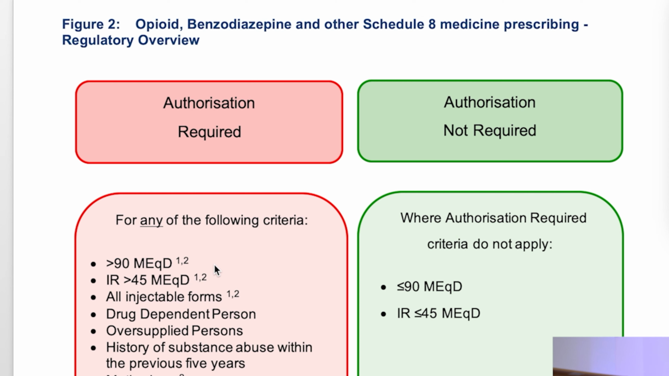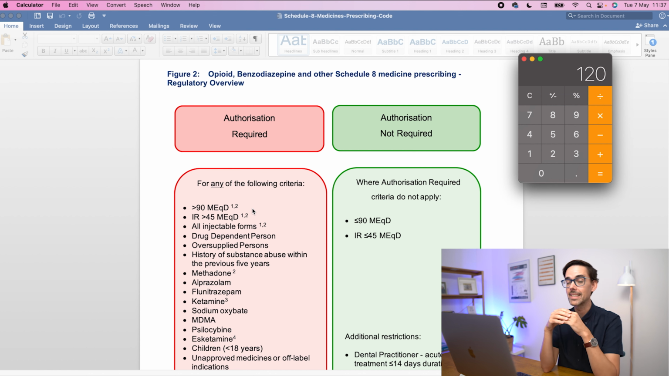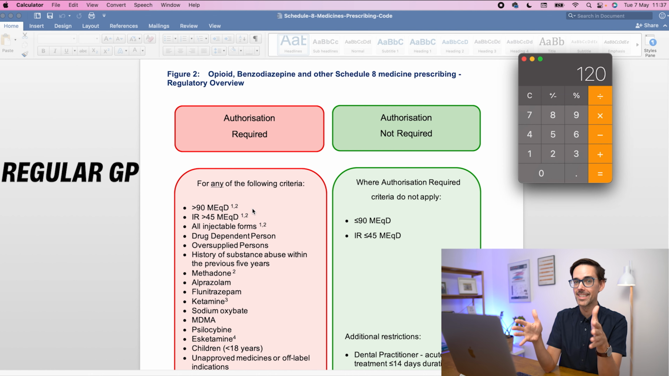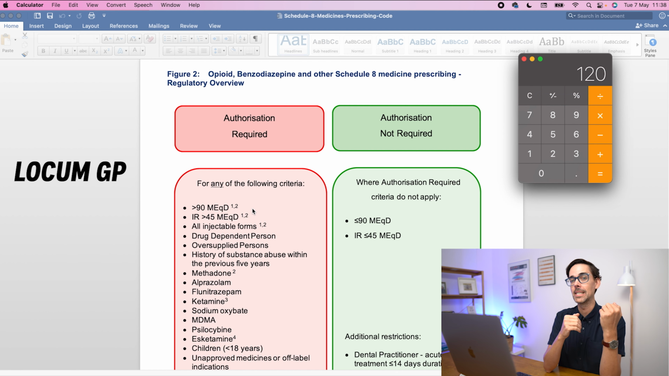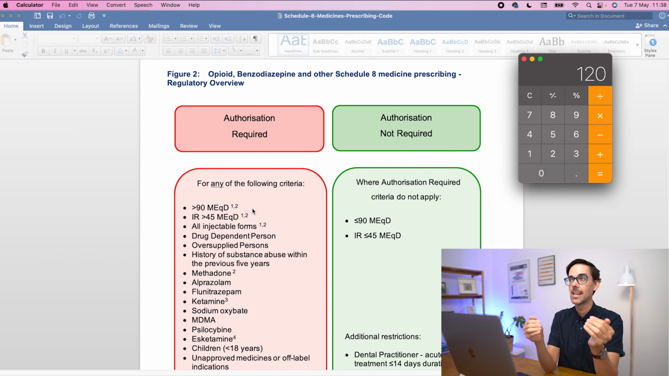And so if I scroll back up to that bit where they're explaining where authority to prescribe is required, we can clearly see here that this patient is on more than 90 milligrams of morphine equivalents doses. So in that case, if you have a patient who's on those kind of doses, you have to apply for authority to be able to continue those prescriptions. And when I say you, I mean the regular GP. So if you are the regular GP, you have to do that. If you are the locum GP, it is the responsibility of the regular GP to have done that for the patient and for anyone who wants to continue those prescriptions for that patient.